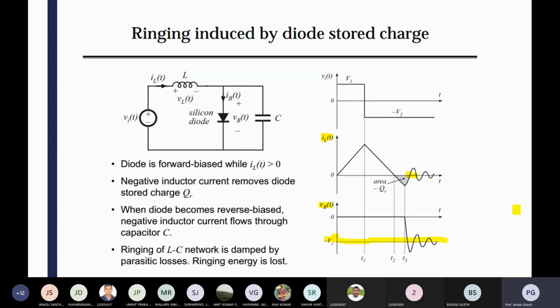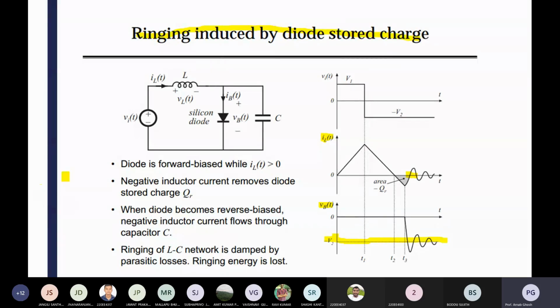So you can see if you plot that eigenvalue, the positions of the eigenvalue may cause oscillations of those positions. Okay, so that's basically the dynamics of your converter. That type of effect you can say is ringing, induced by the diode storage charge.